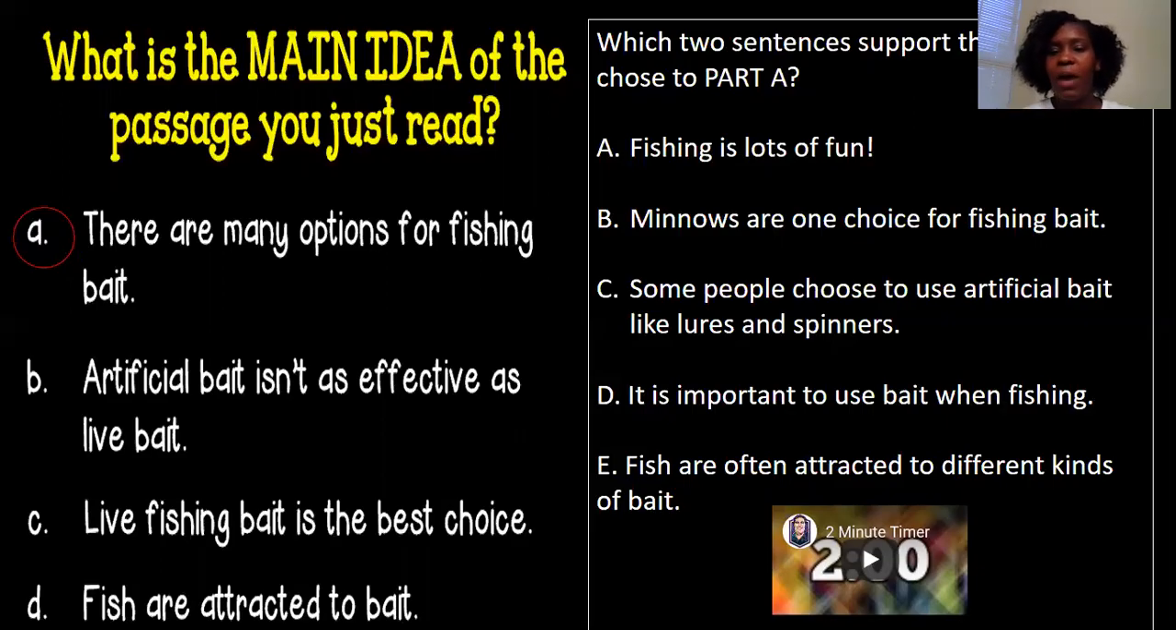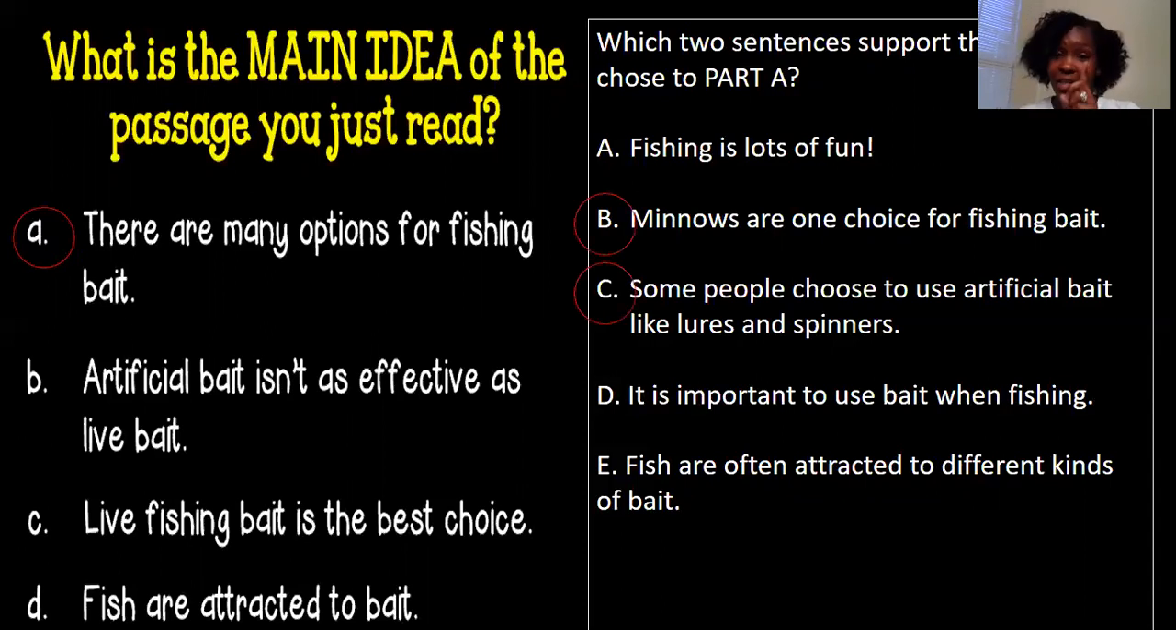D, it is important to use bait when fishing. That may be true, but it does not support our main idea, which is there are many options for fishing bait. So I'm going to eliminate D. Let's check E. Fish are often attracted to different kinds of bait, which may possibly be true. However, it does not support or help explain our main idea about there being many options for fishing bait. So the two answer choices that I hope you went with are B and C.